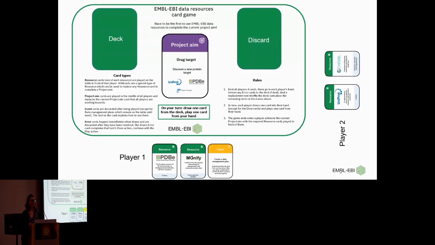Other people can change it. So if you see your neighbors getting ahead of you, you can change what we're all working towards. There's also event cards, which are all about data management, and error cards where everything suddenly goes wrong.